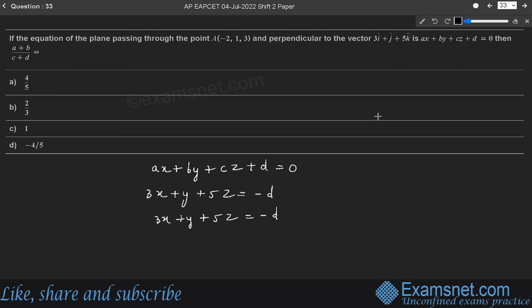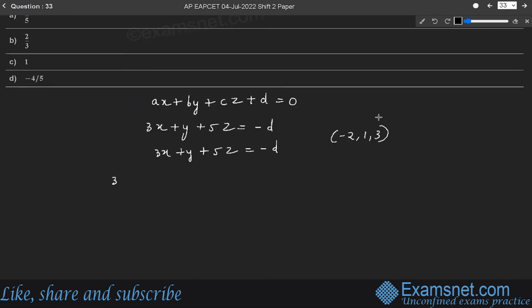So putting the value of the point, which is (-2, 1, 3), here, we will get 3 into -2 plus 1 plus 5 into 3 is equal to -d, which is -6 + 1 + 15 = -d. Therefore, d will be equal to -10. We have the value for d here.